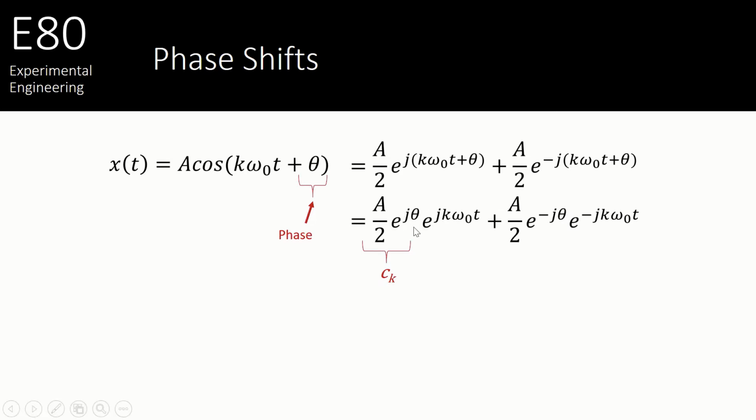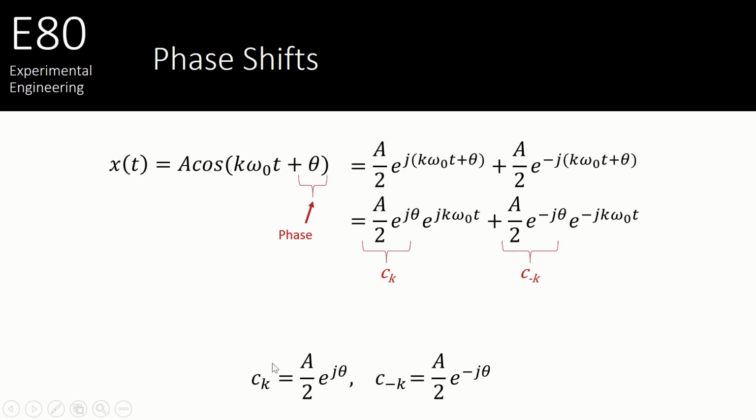Now, we note that our scaling coefficient c of k actually will include this e to the j theta, where theta is what we call our phase shift. Similarly, the other scaling has an e to the negative j theta. So we can write out our scaling coefficients, which may actually be complex.